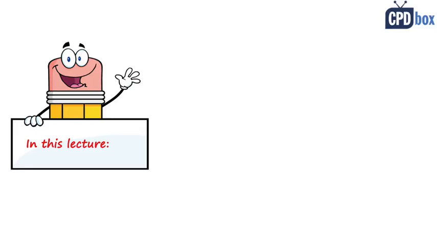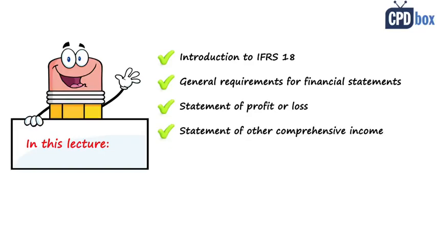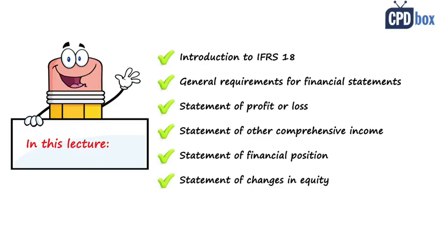This lecture has a few parts. First, we will introduce IFRS 18 in a short overview. Then we will look at the general requirements for the financial statements, especially what the complete set is. Next, we will focus on the statement of profit or loss, and here are the main changes in comparison with IAS 1. Then the statement of other comprehensive income, statement of financial position, statement of changes in equity, and finally the notes.